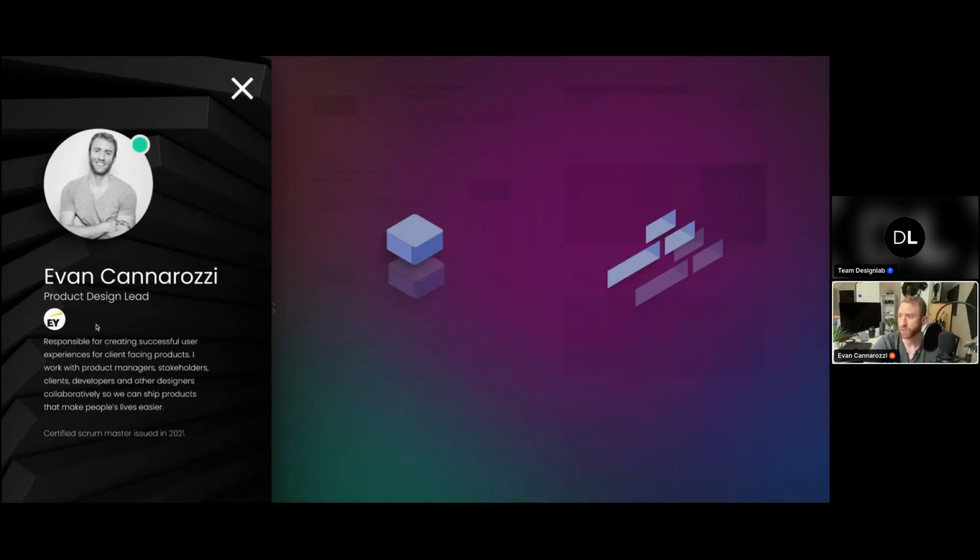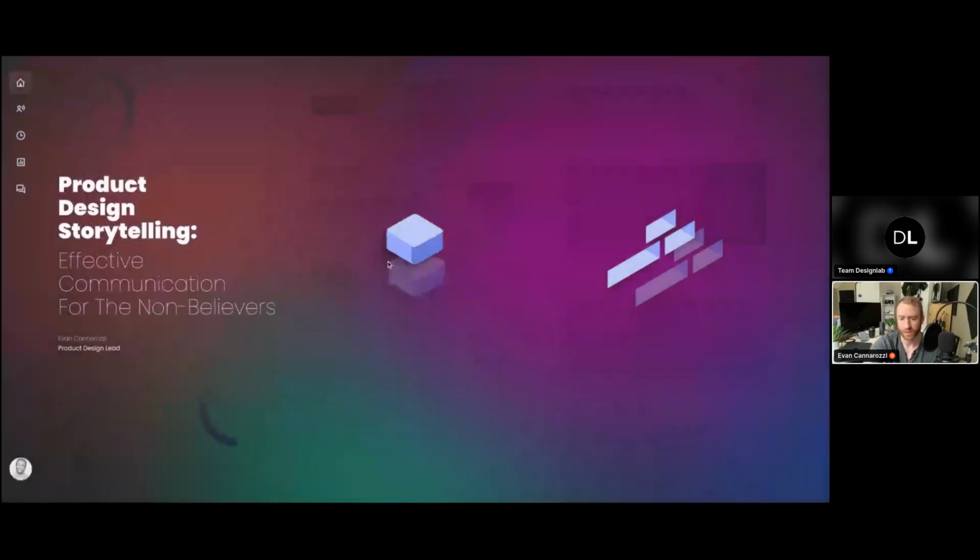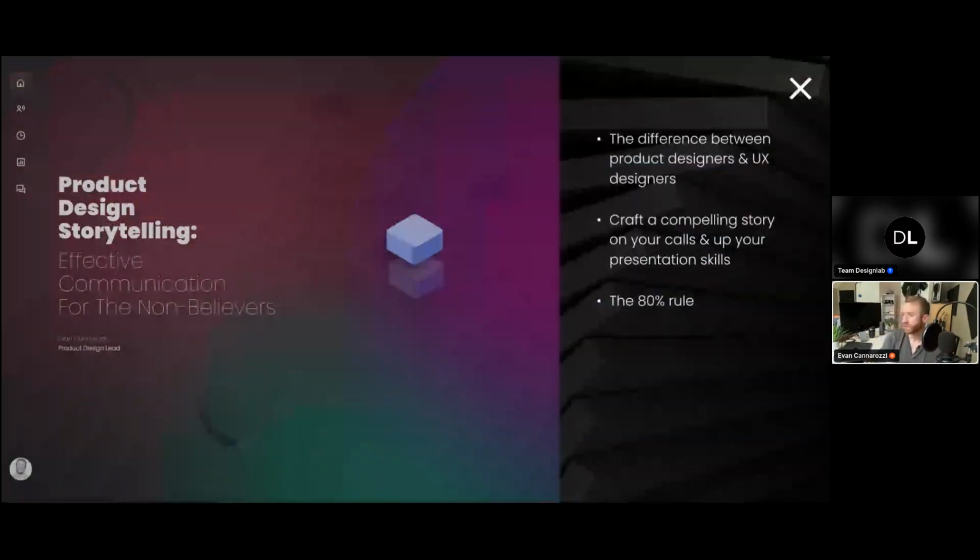And what we're going to be talking about today is a few things here. So today we're going to be talking about storytelling. And it might not be the storytelling that you're thinking of. It's how we tell stories in the product design space. And what that means is, how do we craft our conversations and meetings to deal with any type of audience, right? So stakeholders, clients, product team members, developers, and how do we sell our ideas?